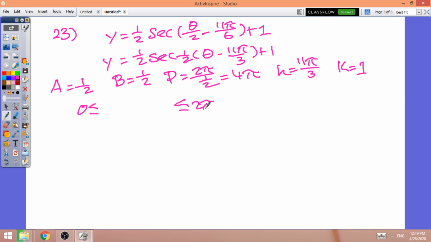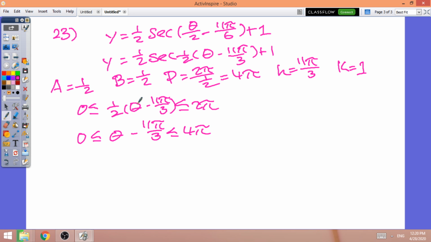Also 0 and 2 pi, they're both included. So let's put 1/2 quantity of theta minus 11 pi over 3 in the middle. So solve for theta, multiply by 2 on all three sides. So we do have 0 is less than or equal to theta minus 11 pi over 3, which is less than or equal to 4 pi.